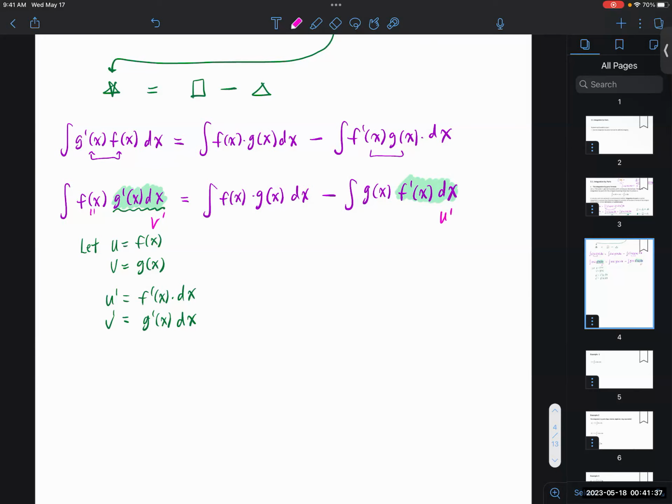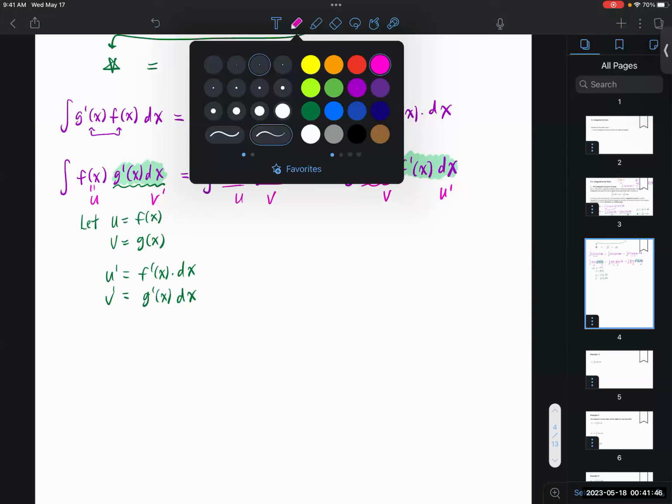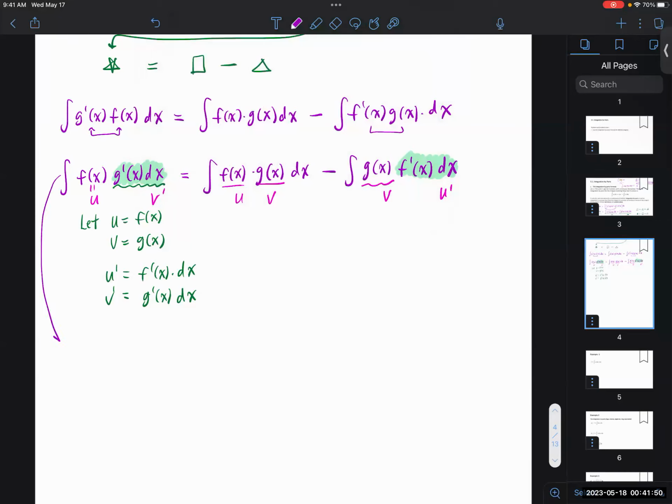And then this is going to be just u, and this is going to be uv, and this is going to be v, correct? So by utilizing u and v, we can rewrite this equation. The integral of u v prime is equal to uv minus the integral of v u prime.